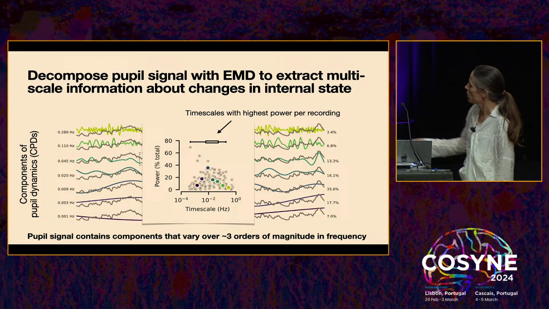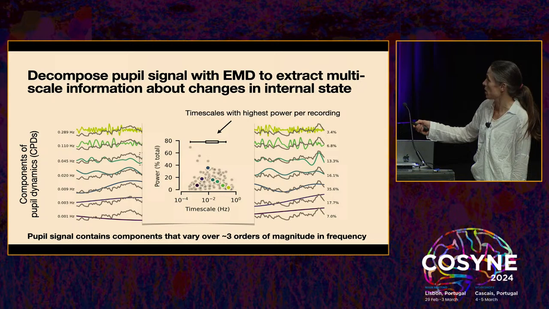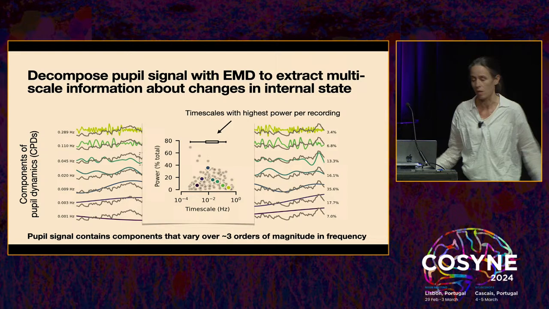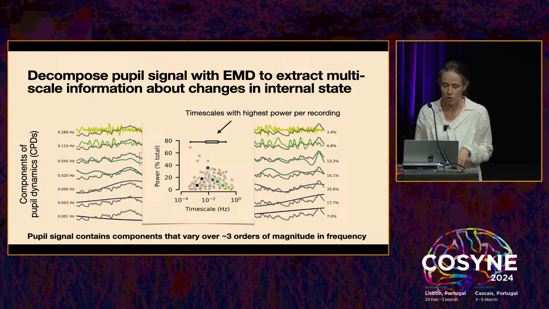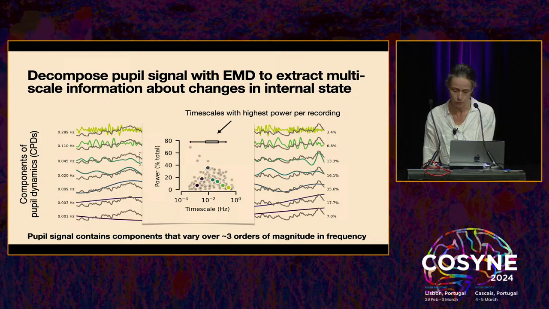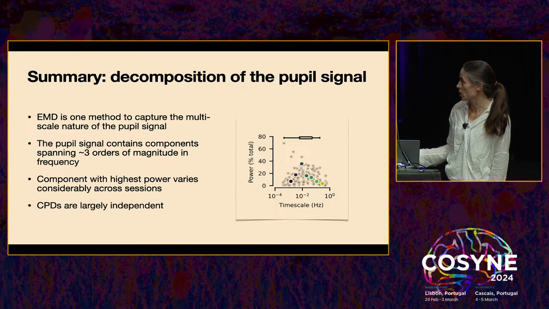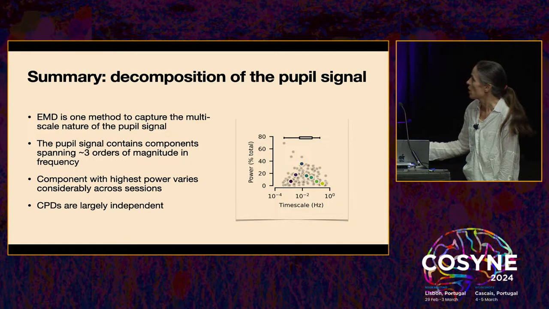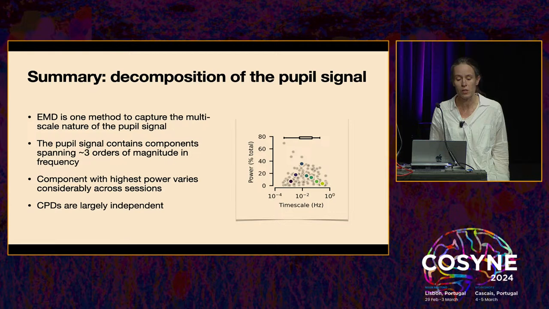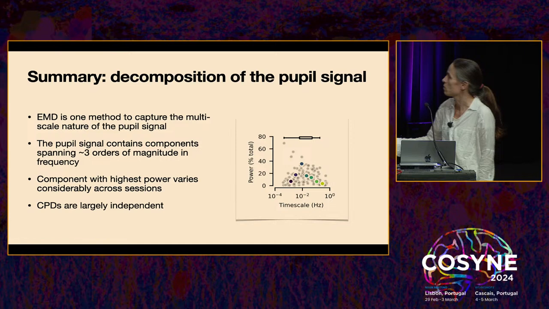And what is very interesting is that if you collect the timescales with the highest power per recording, you can also see that that spans quite a number of timescales. And this might indicate that with a restricted bandpass filtering, one would miss out some of these even high power components. So just to summarize this part, we are at the point where we can now decompose the pupil signal. We have chosen one particular method, the empirical mode decomposition, to capture this multiscale nature of the pupil signal. This pupil signal, we show, contains components that span about three orders of magnitude in frequency, from seconds to minutes. And also the component with highest power varies considerably across the sessions.